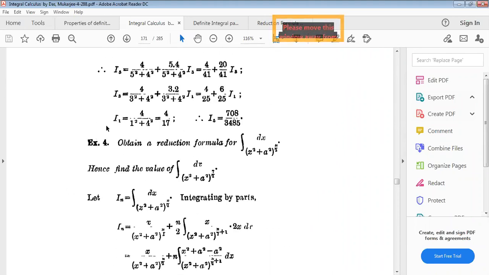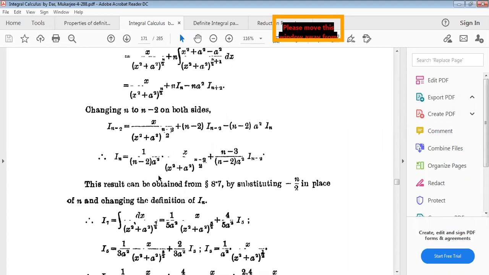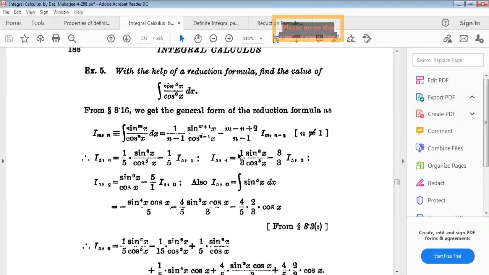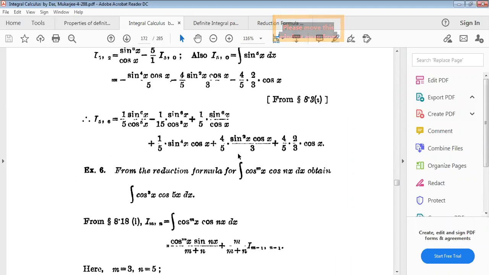And very important example 4. It is also done in the sheet, so you can do it from here or from the sheet. The integral dx divided by x square plus a square whole to the power n minus n by 2, this is the power n by 2. Very easy. Then putting I equal to 7, we get the required integral. Example 4 very important.